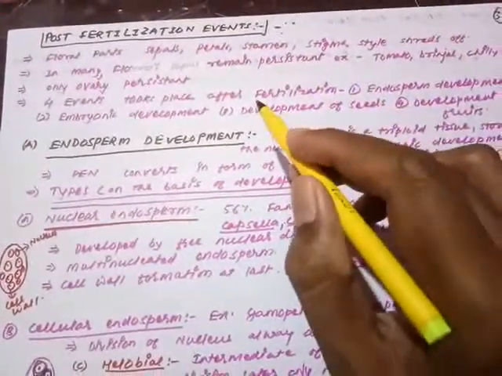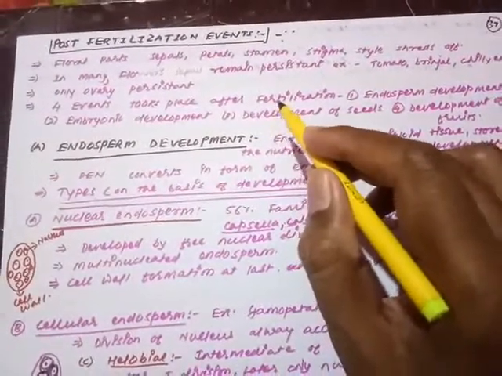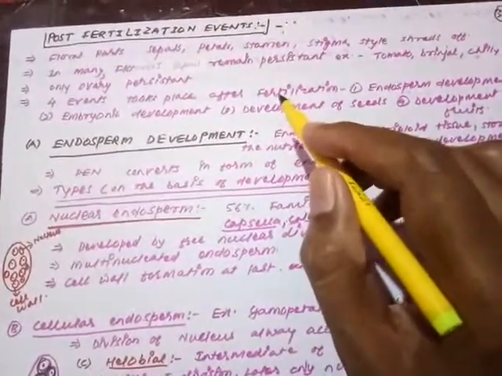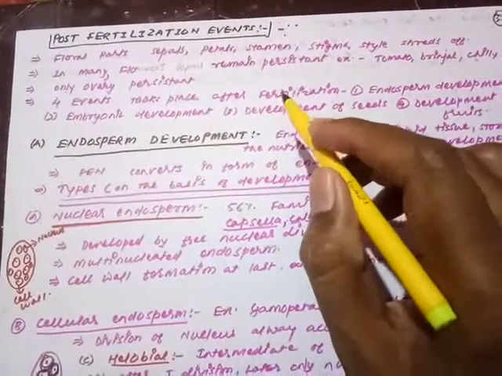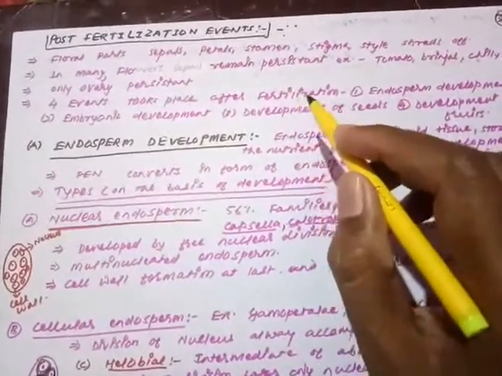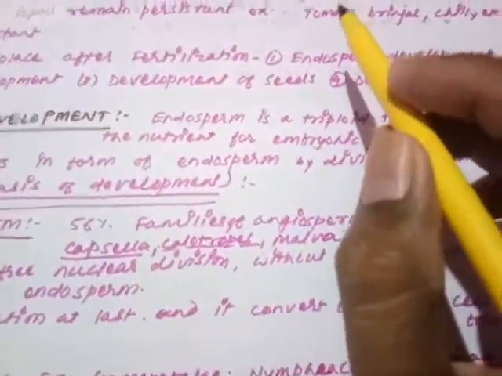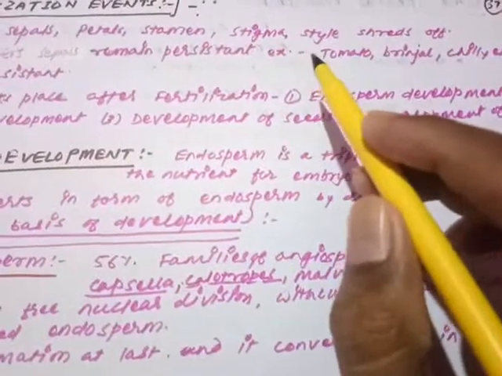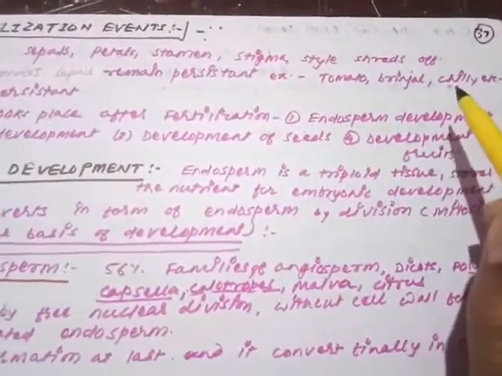But in some flowers, the sepals remain persistent. Sepals remaining persistent means the sepal is always present with the flower and with the fruit, even after the fertilization and even after embryonic development. The examples of plants where the sepals remain persistent are tomato, brinjal, chili, etc.